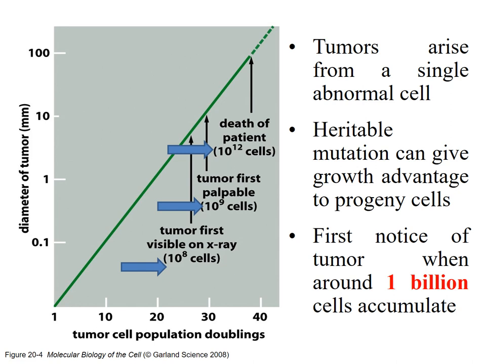The first palpable tumor, palpable meaning a clinically identifiable tumor, forms when about 10 raised to 9 cells have accumulated in the tumor mass. Before that, one can pick it up on an X-ray. And as the number grows, it becomes incompatible with the organism's life, and at around 1 billion there is death of the person. So what this shows is that the process of cancer formation is slow and long, and before it reaches that clinically noticeable level, there are many events taking place.